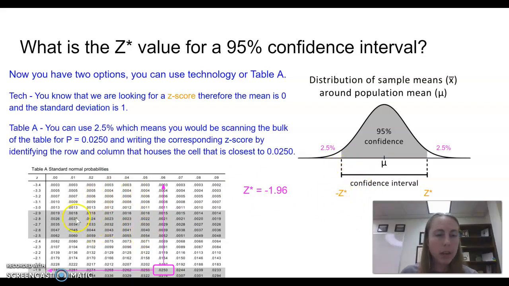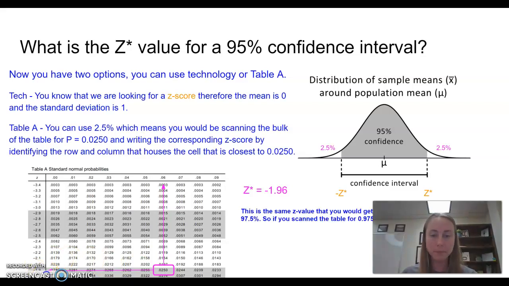So notice that we were looking for a p-value in the middle of table A. So we've worked a little bit with table A. So far we've been looking at z-scores on the outside and finding the p-value in the middle. This time we're starting with the p-value of 0.0250, and we're looking in the middle of the table. We're scanning for that number, and once we find it, we look at the corresponding row and column to build the z value from there.